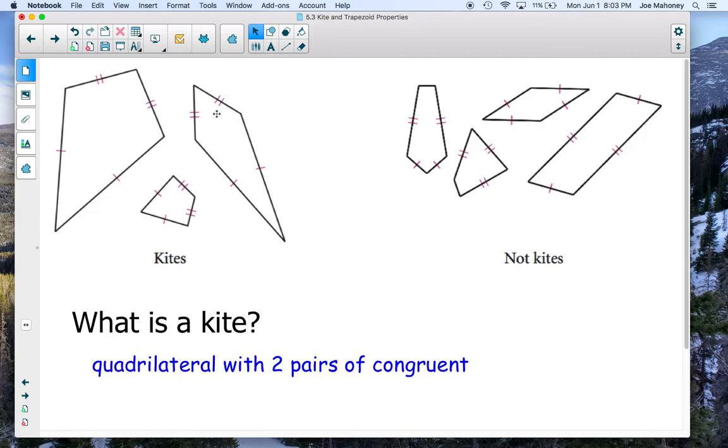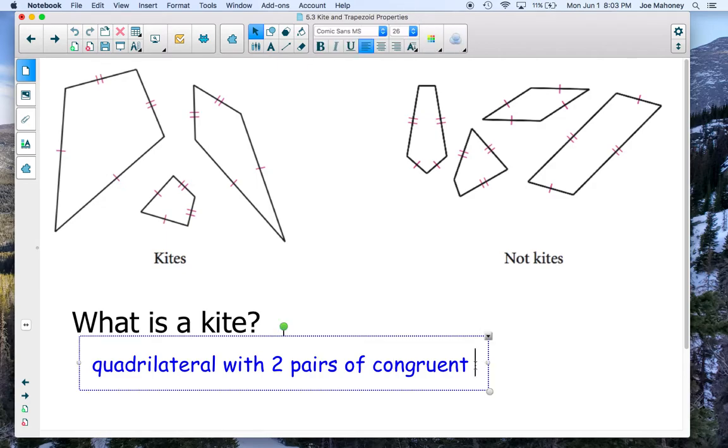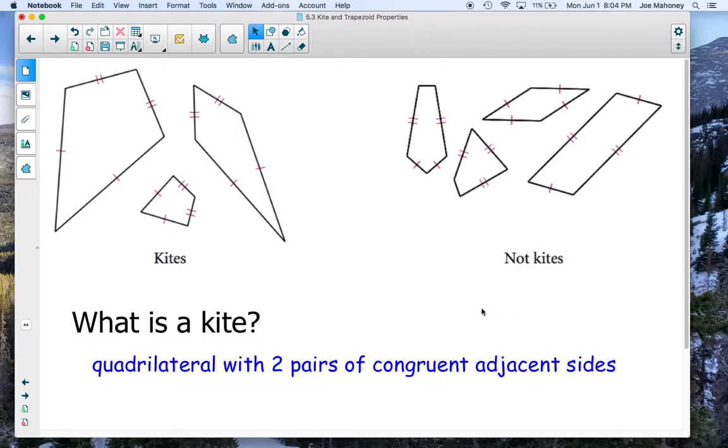This is a kite. So in the one on the right, the sides opposite are congruent, so that's not a kite. If the congruent sides aren't opposite, we say that they're adjacent sides. Remember that word? Adjacent. We had adjacent angles a long time ago. So we're going to say that a quadrilateral with two pairs of congruent adjacent sides is a kite.